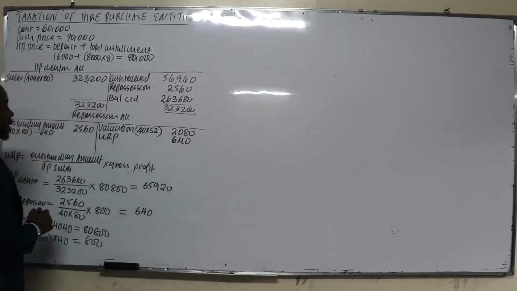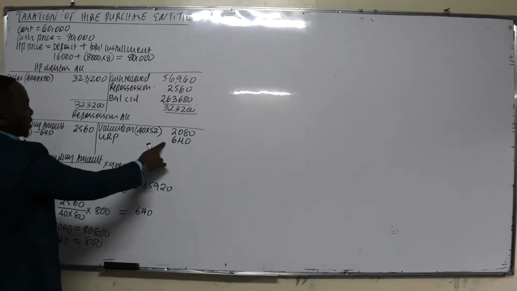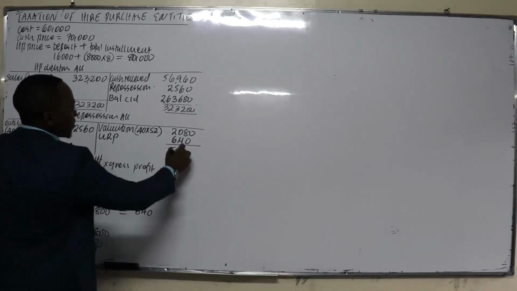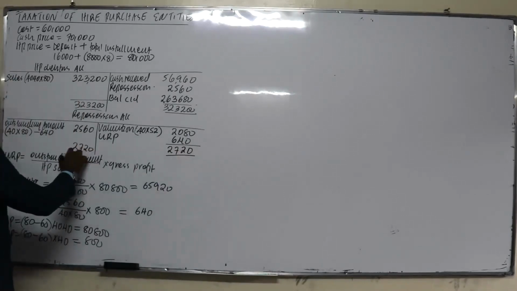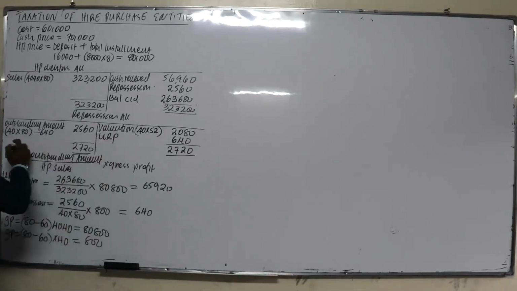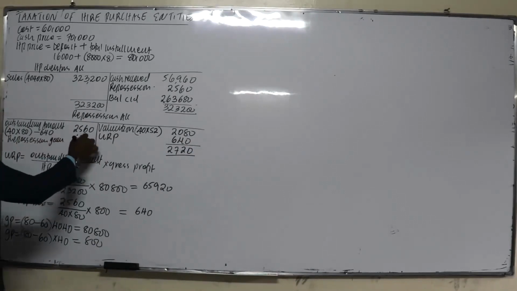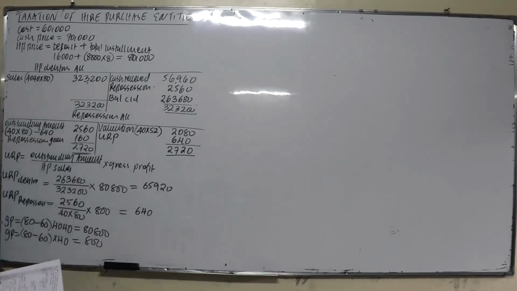So do we repossess it again or else? This side is more, eh? So how much is this? You get 2720? 2720. So you repossess that again. Repossession again, an amount of 160.